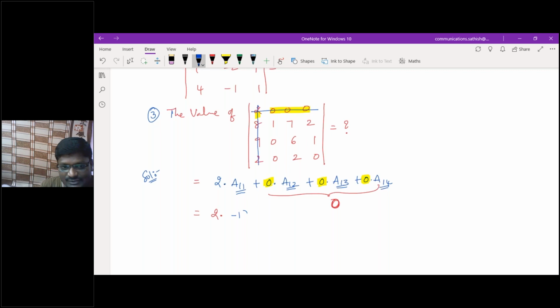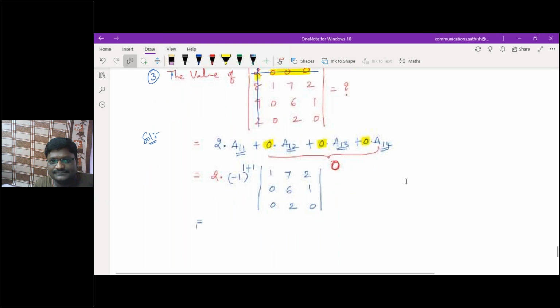So -1 whole power i plus j. i plus j means 1 plus 1. Then similarly I have to take the rest of the determinant, which is 1, 7, 2, then 0, 6, 1, then 0, 2, 0. Then what will I get? Are you able to follow me here?